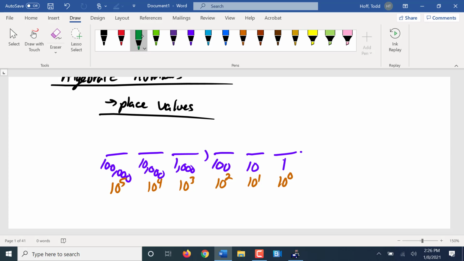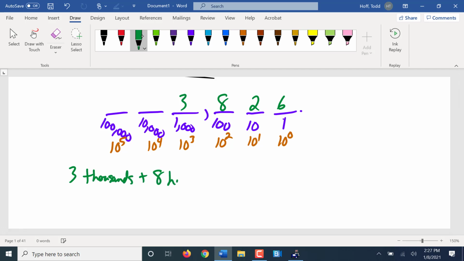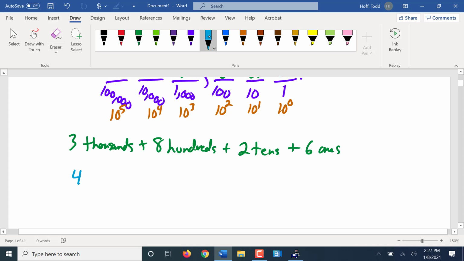When I write out a number, we mentioned this way back at the beginning of last fall, like 3,826. That's actually an abbreviation. That's actually 3 thousands, 800s, yep, 2 tens, and 6 ones. But rather than writing out the words, tens, hundreds, and thousands, we could do 3 times 10 to the third, using the 10 to the third as the thousands.